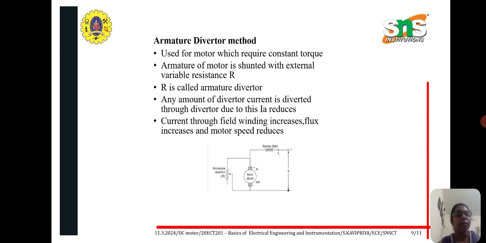Next is the armature diverter method. It is used for motors which require constant torque. The armature of the motor is shunted with an external variable resistor R, called the armature diverter. Any amount of current can be diverted through this diverter. Due to this, the armature current IA is reduced, the current through the field winding increases, the flux increases, and the motor speed is reduced in this armature diverter method.